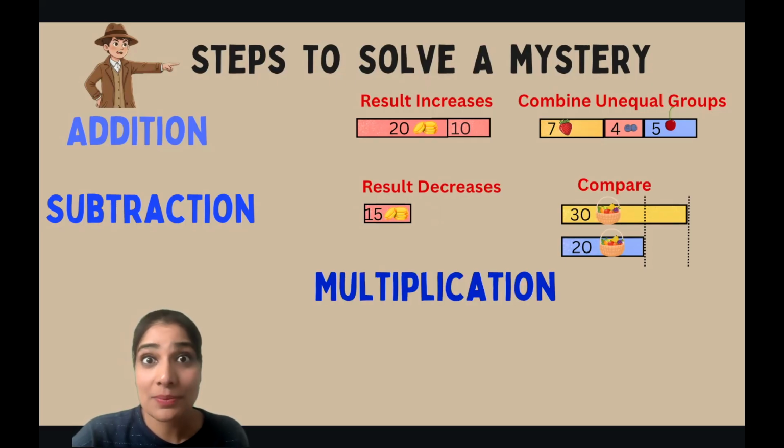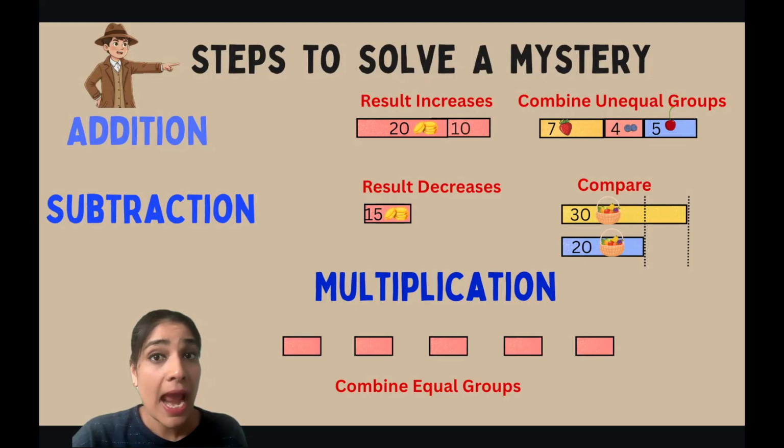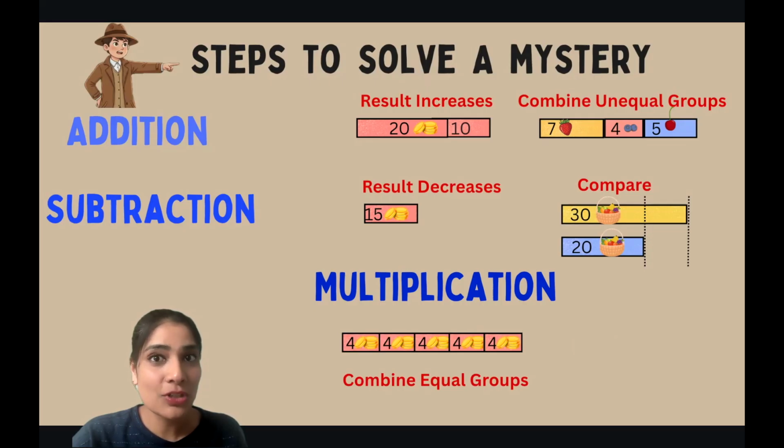But what about multiplications? When do we do them? When we have to combine equal groups. Say we have 5 bags and each bag has the same amount of coins. Say 4 coins, and we want to find total how many coins do we have. We'll do combine of equal groups or multiplication.